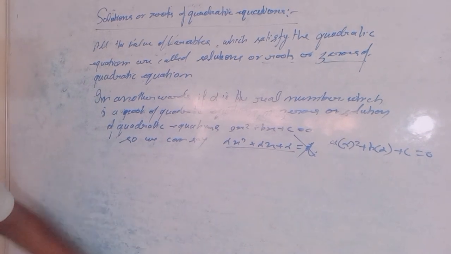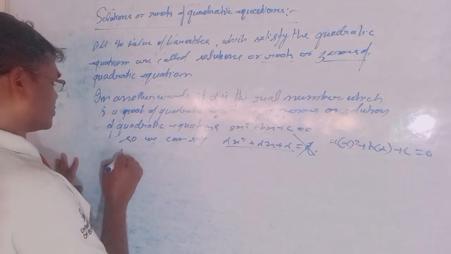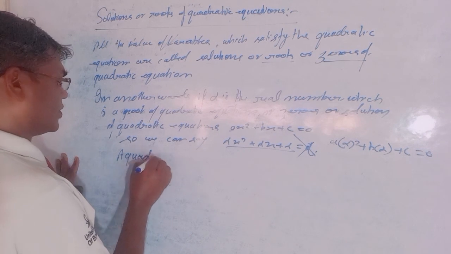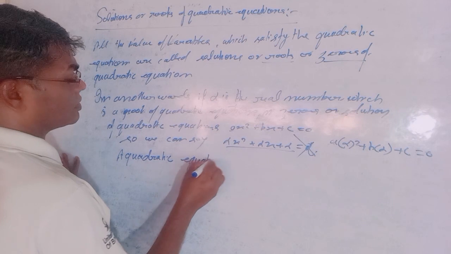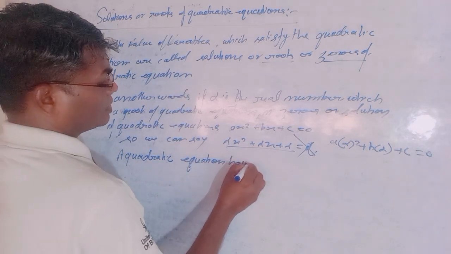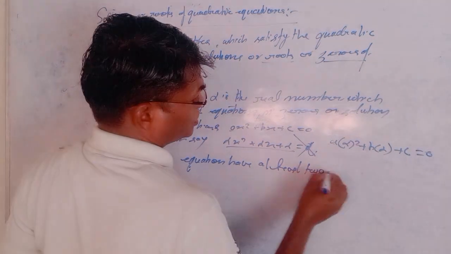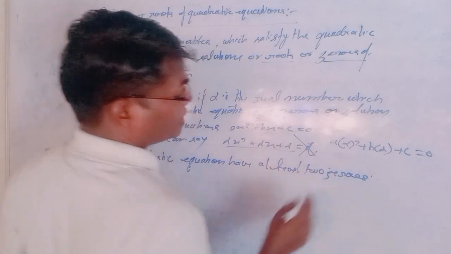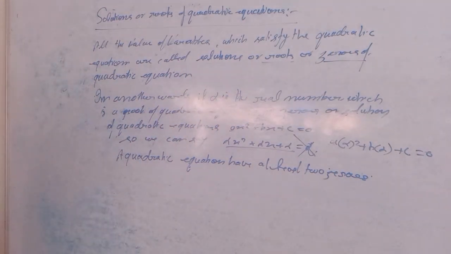So 0. So we can say that a quadratic equation has at most two zeros. How many zeros? Two zeros.